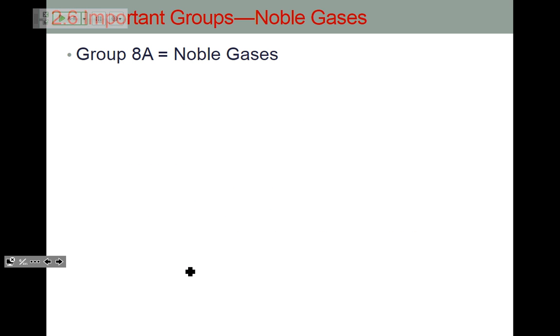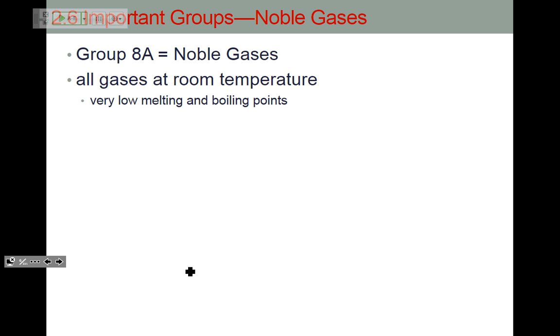Another group that's going to be really important, though not very reactive, are noble gases. That's our group 8A. They're all gases at room temperature, hence the term noble gases. They have very low melting points and boiling points clearly. And the big thing about them is they're very unreactive. So when we have something that's unreactive, we call it inert. It won't really react with very much. And we're going to use the noble gases to understand why our other elements are reactive.